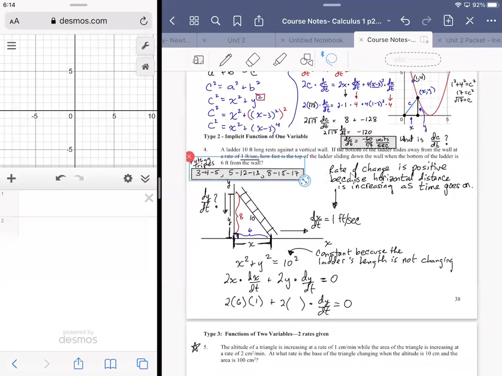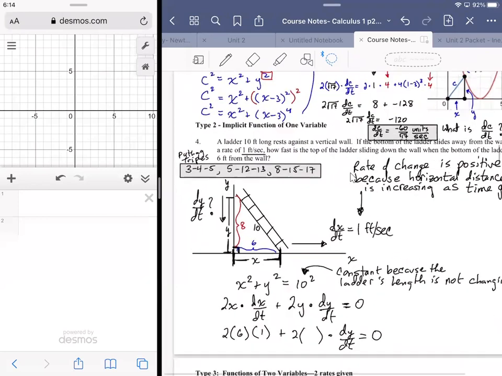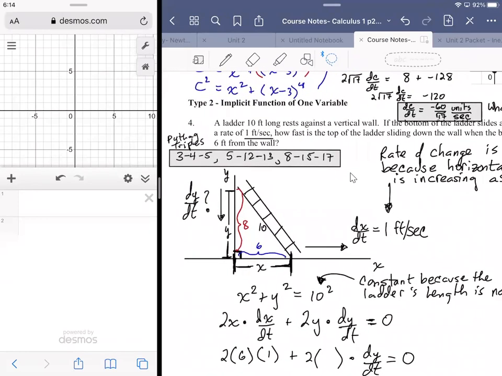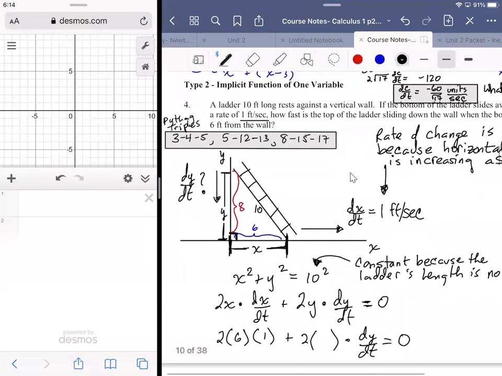So anything that has these, and it looks like it says triples, there's an L tucked in there. But any multiple of 3, 4, 5, 5, 12, 13, or 8, 15, 17 is also going to be a Pythagorean triple. So double 3, 4, 5, you get 6, 8, 10. So if you know those triples, there is a payoff for it.